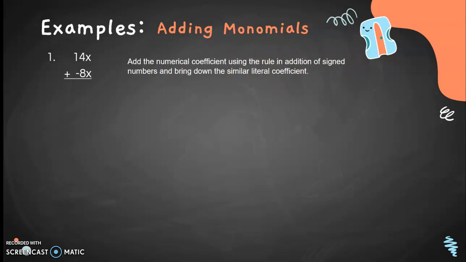So, when we add integers, just to have a recall about it, if the signs are the same, we just add and then we copy the common sign. But if the signs are not the same, we subtract and copy the sign of the number with the greater absolute value. Okay, so let's try this. Number 1, 14x plus negative 8x. So, the numerical coefficients first, we add. And take note, they have similar literal coefficient. They are both x, so we can combine them.